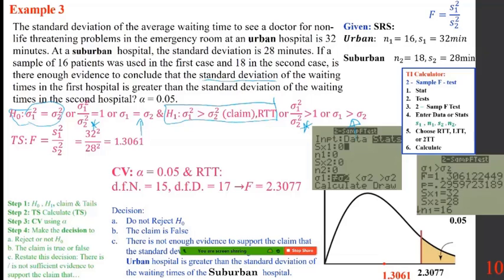If technology is used, it gives us the p-value. So for technology, namely TI, you just use 2-sample F-test. You plug in the information, and as you can see, the p-value is larger than 0.05.